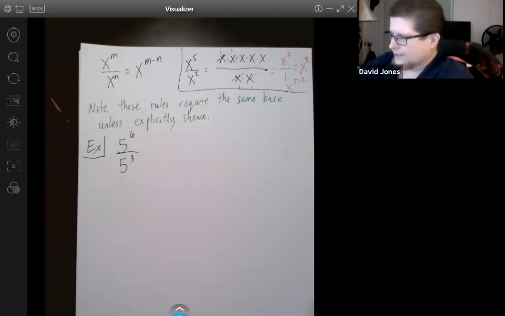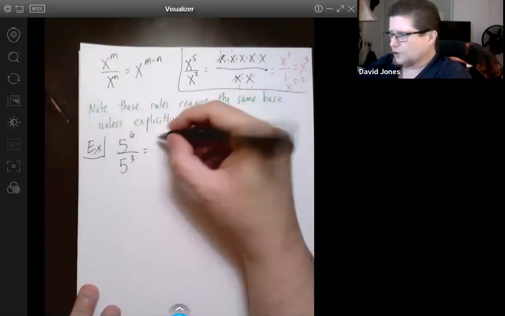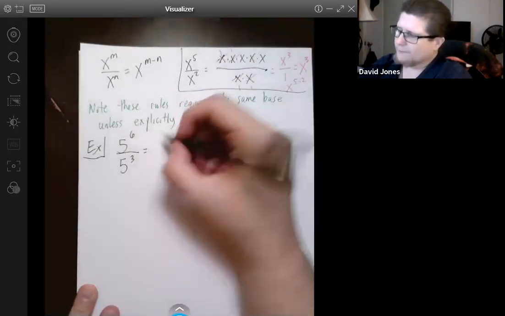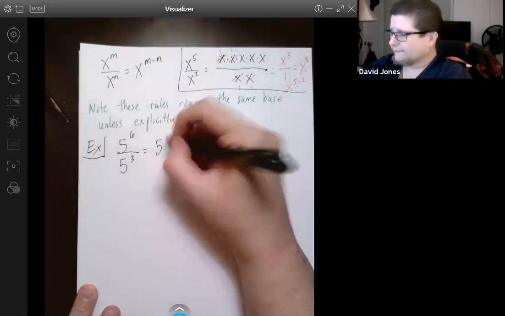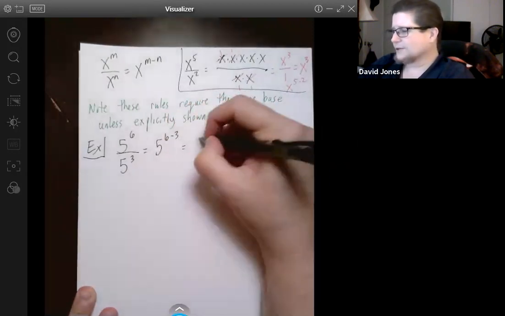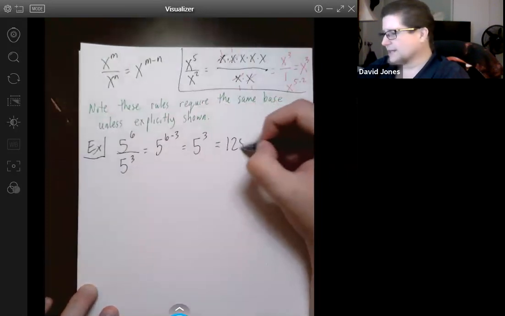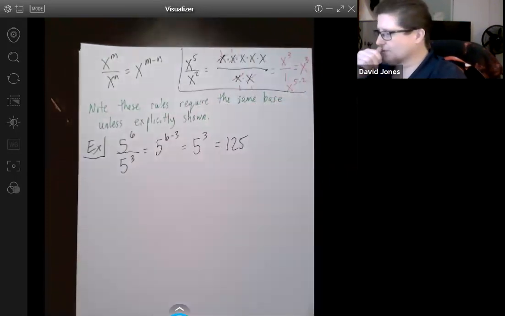All right, let's assume you did. You could have multiplied the 5 out 6 times on top and the 5 out 3 times on bottom. You're going to get 5 to the 6 minus 3, which is 5 cubed. And this number is actually small enough that it's not too bad to write down. 5 cubed is 125.